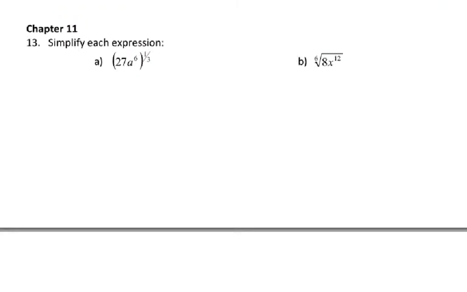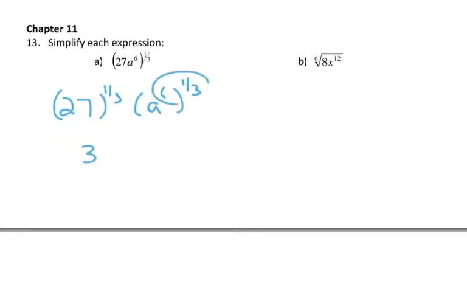Last problem I'm going to do on this video, this is from chapter 11. Number 13, simplify each expression. So to simplify 27/8 to the 1/3, we're going to use our properties of exponents. We have a property of exponents that says that you can distribute the 1/3 power to each of the items inside the parentheses. So if you do 27 to the 1/3 in your calculator, it'll spit out 3. And then to simplify a to the 6 to the 1/3, the properties of exponents tell you to multiply those. 6 times 1/3 is 2.